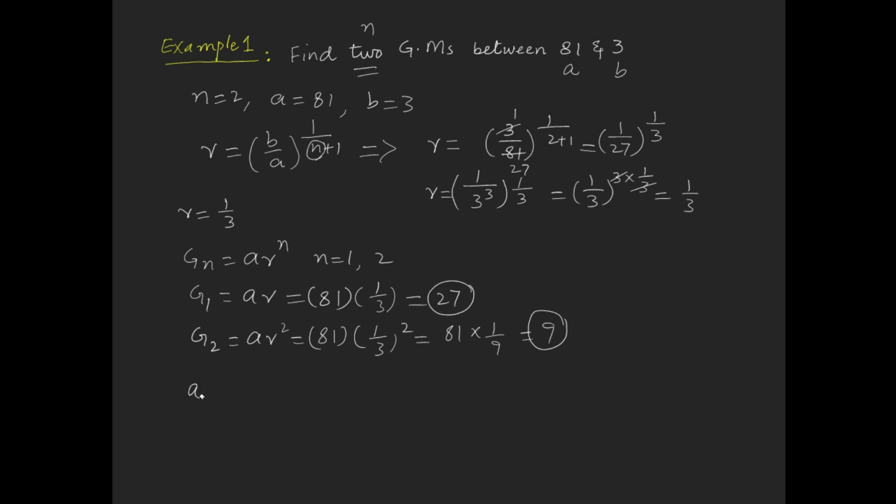Now A, first geometric mean, second geometric mean, and B. So what are the values? 81, 27, 9 and 3. And this is a geometric sequence in which each next term is obtained by multiplying the previous term by 1 by 3. So this is a geometric sequence.